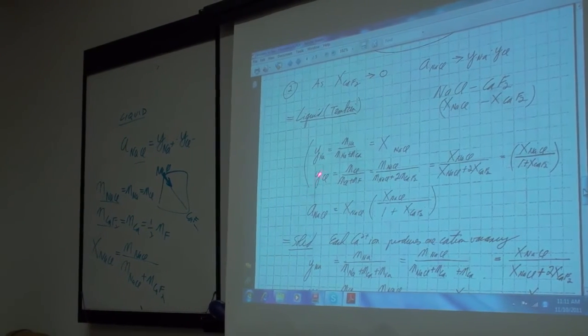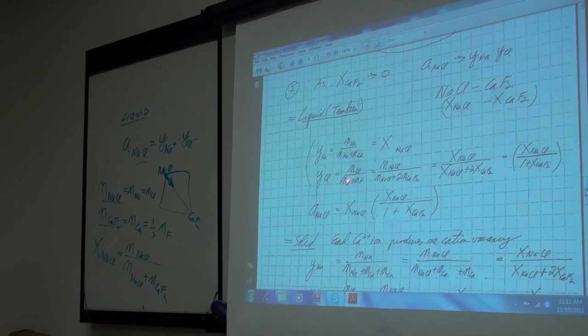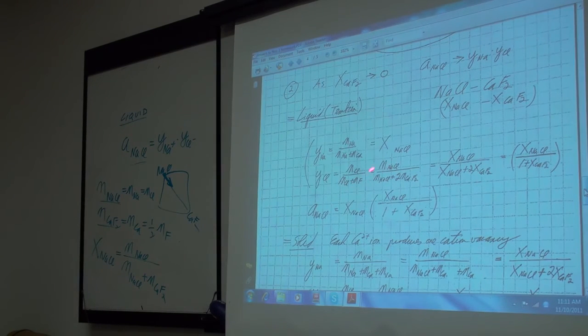The site fraction of chlorine is the number of moles of chlorine over chlorine plus fluorine, which is the number of moles of sodium chloride over the number of moles of sodium chloride plus twice the number of moles of calcium fluoride. The number of moles of fluorine is twice the number of moles of calcium fluoride. Every calcium fluoride gives you 2 moles of fluorine. So this is the mole fraction of sodium chloride over the mole fraction of sodium chloride plus twice the mole fraction of calcium fluoride, which comes out to x sodium chloride over 1 plus x calcium fluoride.